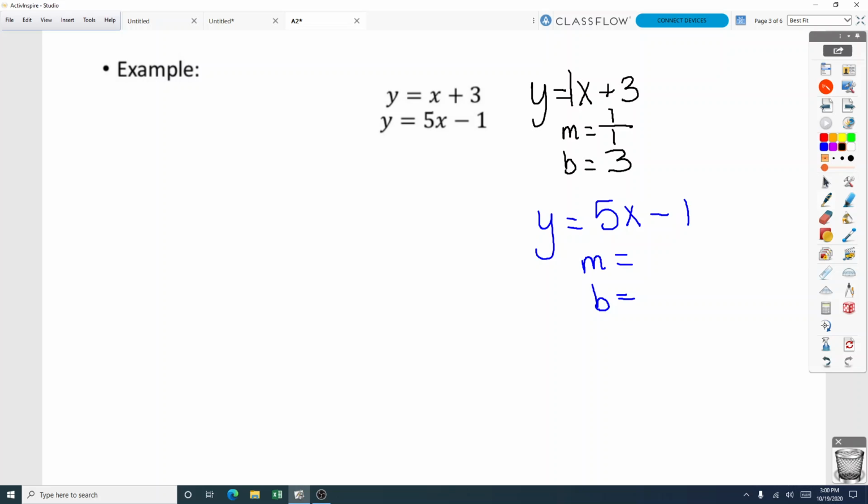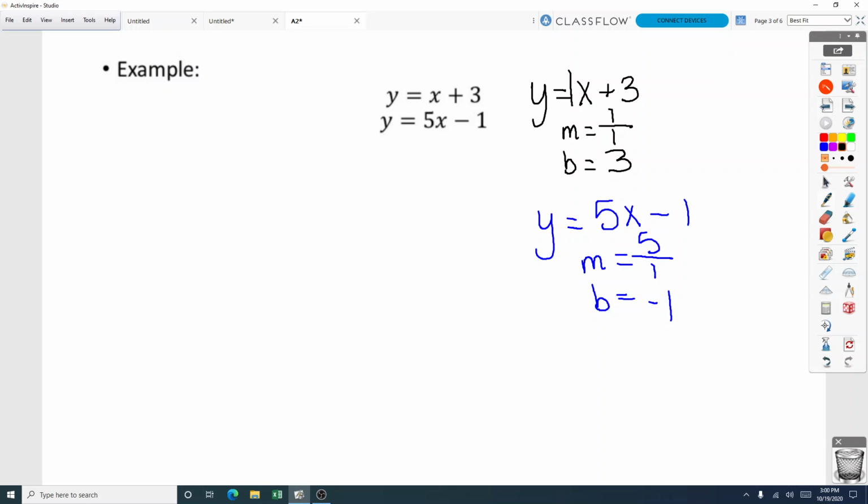Now, let's look at the second one. Ryle, what would the slope be? 5. How do I write it as a fraction? 5/1. Pfeiffer, what about my y-intercept? Negative 1. Good.